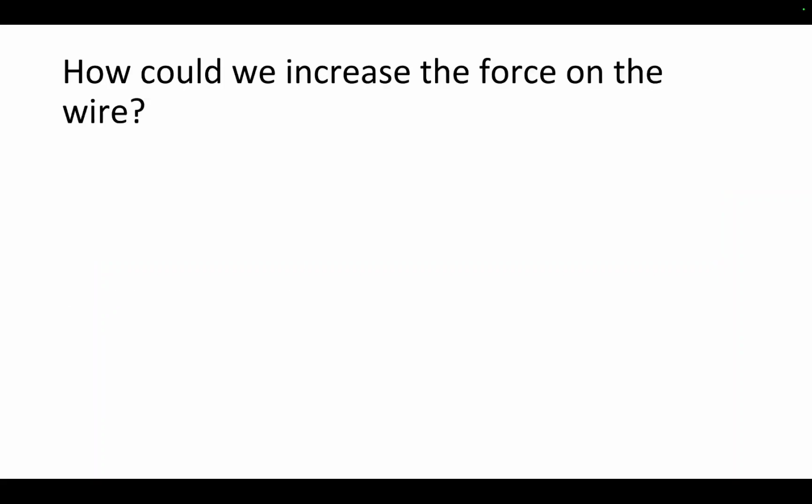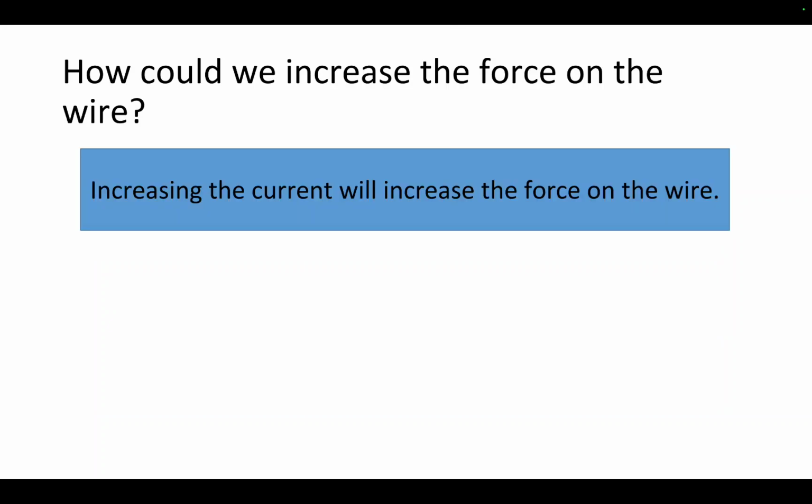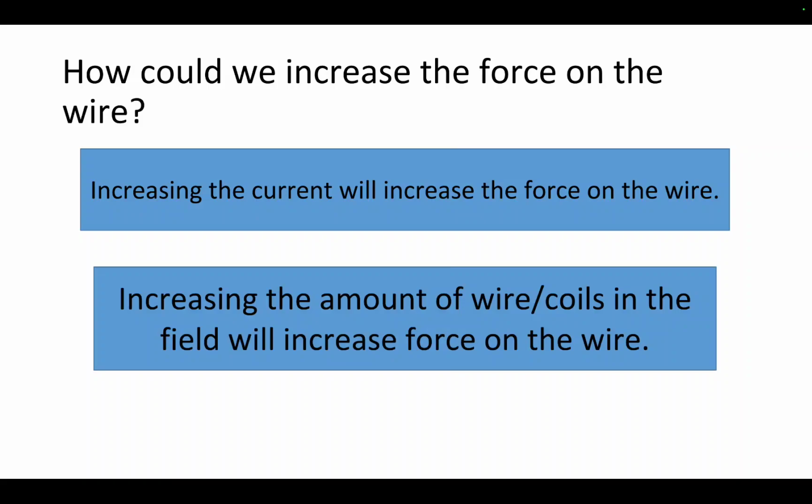All right, let's do some more. How do you think we could increase the force on the wire? Think about the past stuff that we've learnt already. How do you think we could increase the force on this wire that's inside this magnetic field? Well, we could increase the current. That'll increase the force on the wire. And we could increase the amount of wire or turn it into coils instead of a straight line. And that'll also increase the force, increasing the length, so to speak. Essentially, if you're making coils, you're increasing the length of the wire that's contained within the field, thus increasing the force.